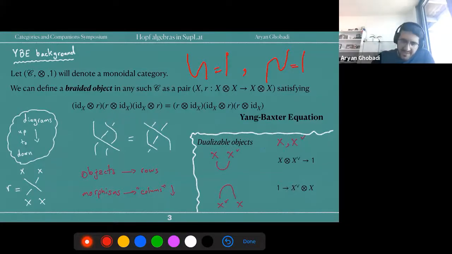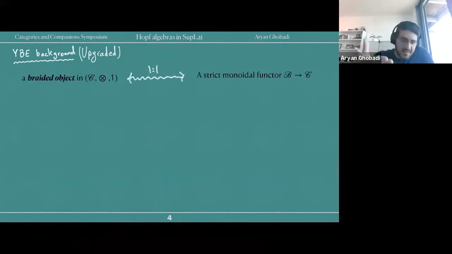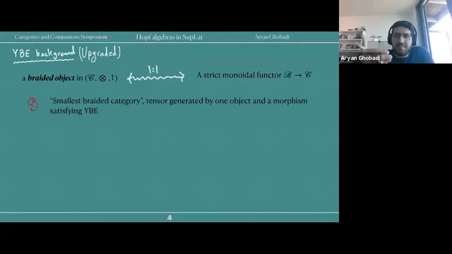Okay, now the upgraded version. I don't want to think about braided objects in the category as just a pair and a morphism. What I can really look at is a functor. And what is this functor going to be? I'm really picking a strict monoidal functor from a category which I denote by B. And what is this guy? It's the smallest braided category. You can tensor generate a category. It just has its tensor generated by one object and by a single morphism that satisfies the braid equation.